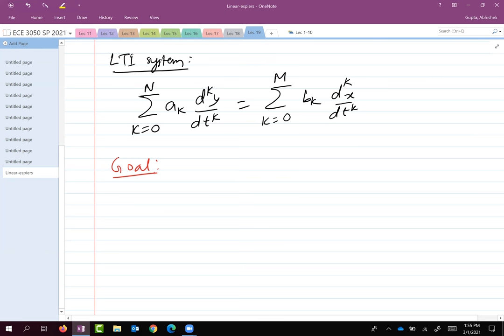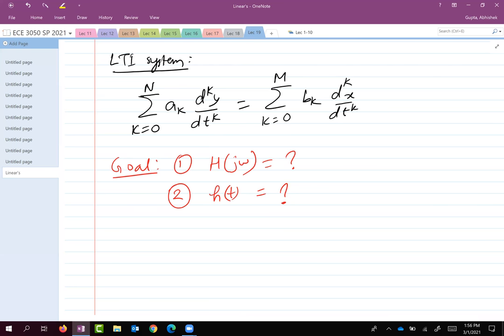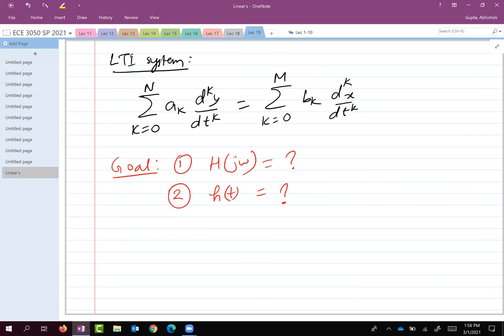And my goal for the next 15 to 20 minutes is as follows. Number one, I want to compute H of j omega. And number two, I want to compute h of t, the impulse response of the LTI system. Okay, we did this in the previous class. Anyways, this is the last page.